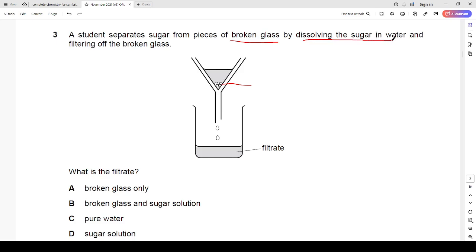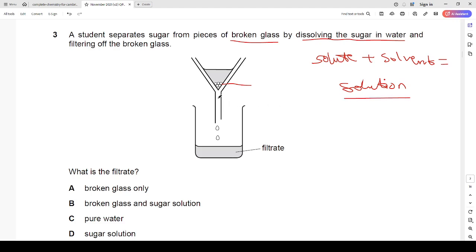Now, dissolving the sugar in water. This statement shows that sugar is soluble in water. And definitely, if sugar is soluble in water, we are going to have a situation whereby the solute plus the solvent gives us a solution. In other words, a sugar solution is formed.